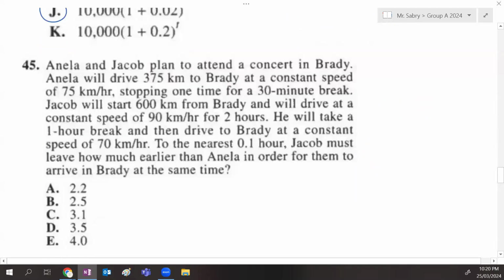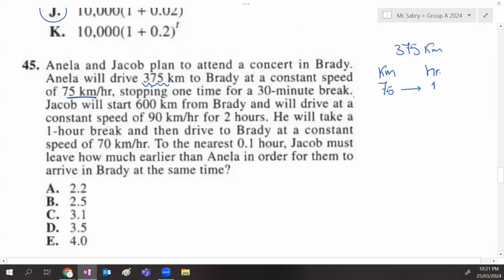Anila and Jacob plan to attend a concert in Brady. Anila will drive 375 kilometers to Brady at a constant speed of 75 kilometers per hour. I'll stop here. This is a rate, so I'll write the rate as kilometers over hours: 75 kilometers in 1 hour. She will drive 375 kilometers. I'll write that over here for now, 375 kilometers.